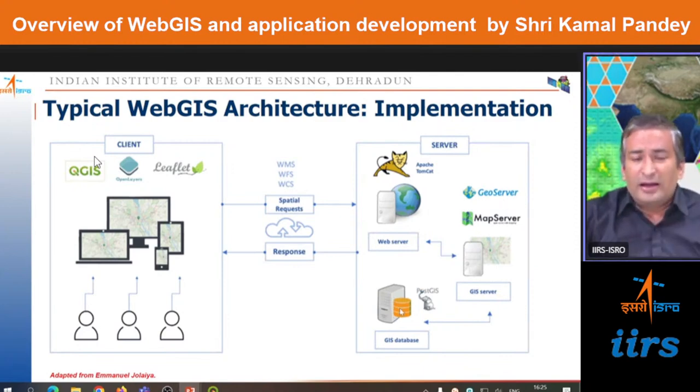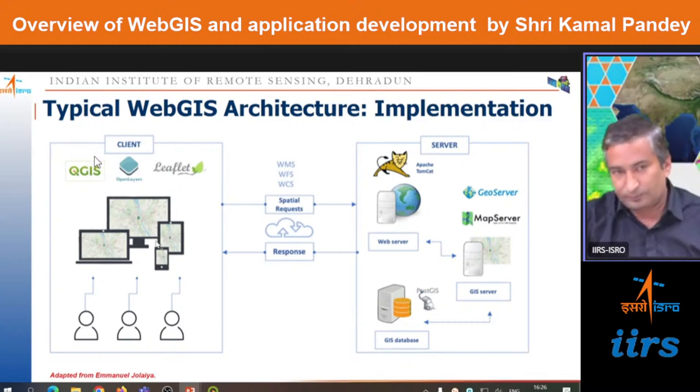So at the same time we can have a GIS database also. An example is PostGIS. You can put all your data into a database management system, and then it will go to a GIS server, from GIS server to web server, and then as a response it goes back to this client. It can be QGIS, it can be OpenLayers, Leaflet, anything.